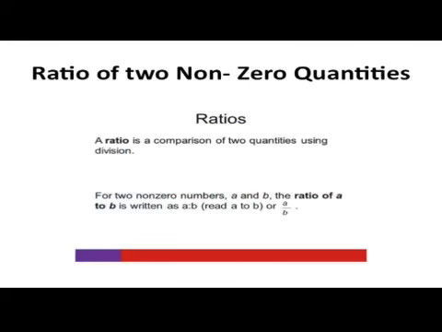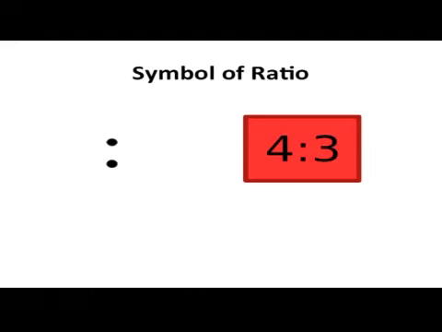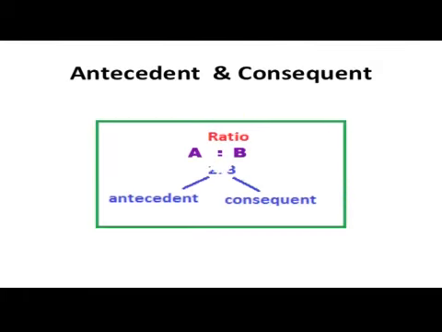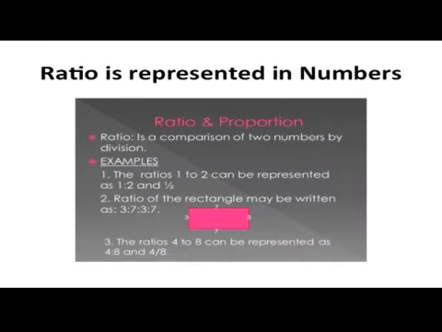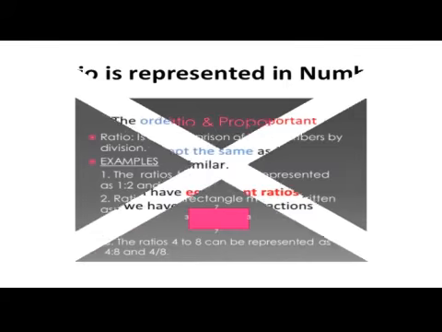The ratio of two non-zero quantities A and B is written as A is to B. It is to be read as A is to B. The ratio is represented by the symbol ":". A and B are called the terms of the ratio. A is called the antecedent and B is called the consequent. The ratio is represented in numbers and it does not have any unit.